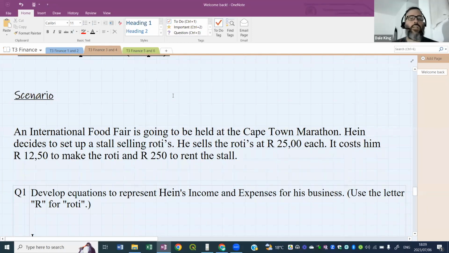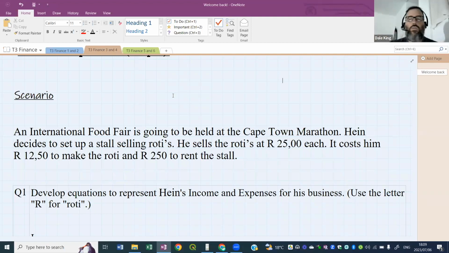So let's read it. It says an international food fair is going to be held at Cape Town Marathon. Hein decides to set up a stall selling rotis. He sells the rotis at 25 Rand each. And it costs him 12 Rand 50 to make the roti and 250 to rent the stall. So this is very similar to Tuesday's scenario.